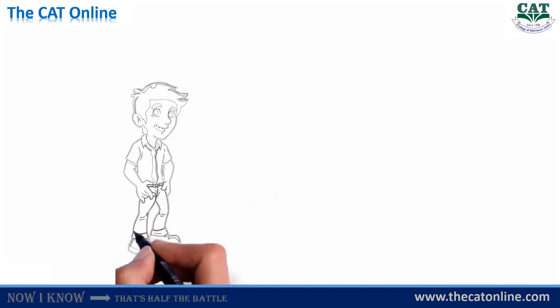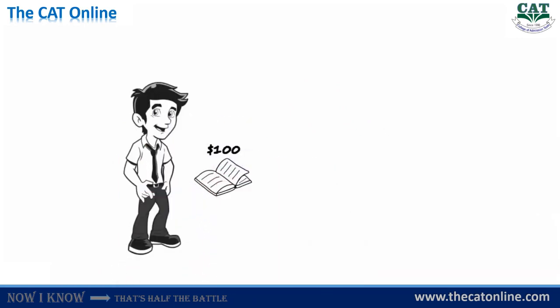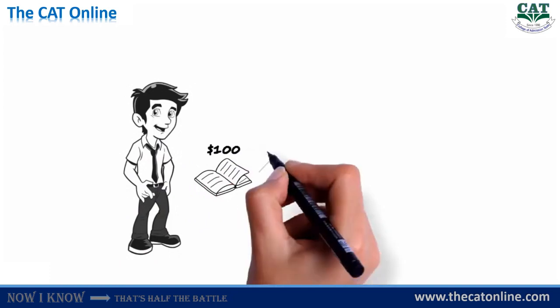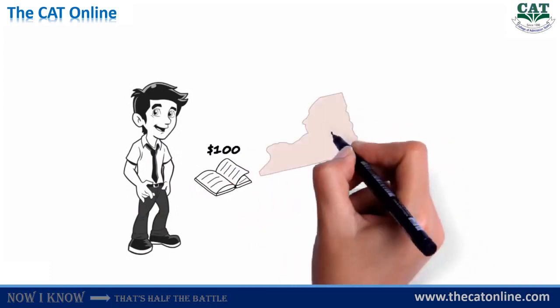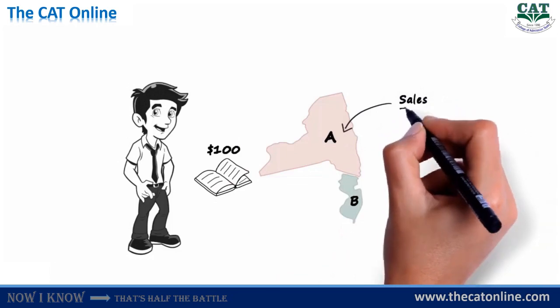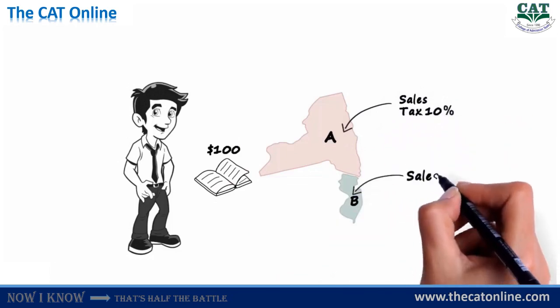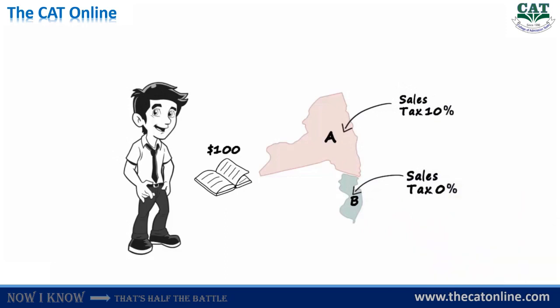Zen wants to buy a Don't Memorize study book which costs $100. But he's wondering if he should buy from state A or state B. They are neighboring states with different sales tax rates. State A has a sales tax rate of 10%, while state B has no sales tax.